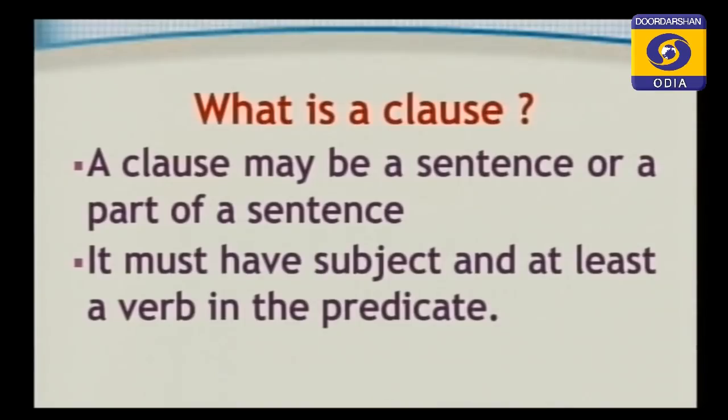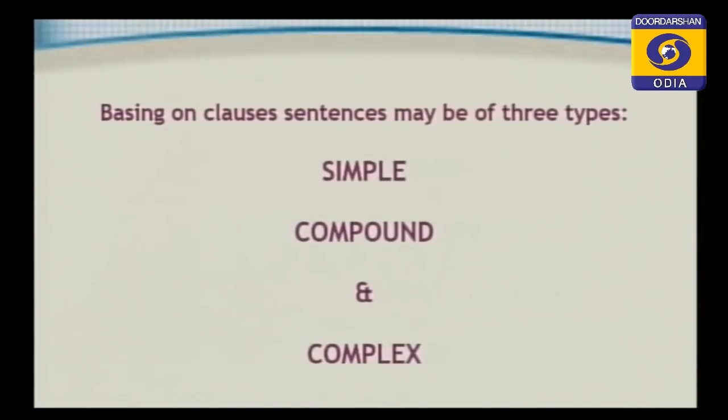Before going to relative clauses, I must remind you what clauses are. What is a clause? A clause may be a sentence or a part of a sentence. However, it must have a subject and at least a verb in the predicate. Based on clauses, sentences may be of three types. You know it, we have already taught you. Sentences based on clauses are of three types: simple, compound, and complex sentences.